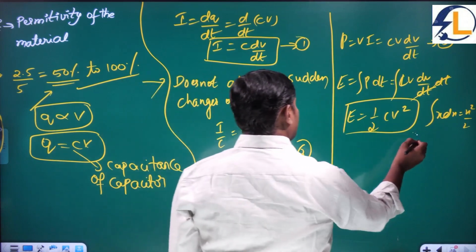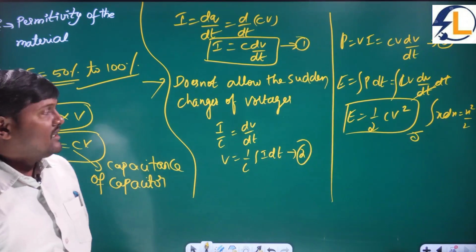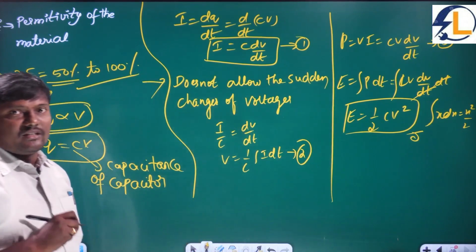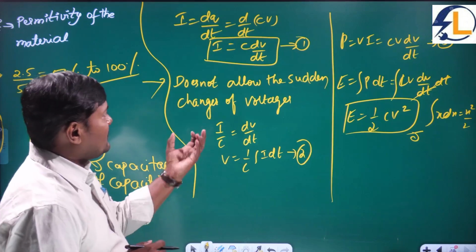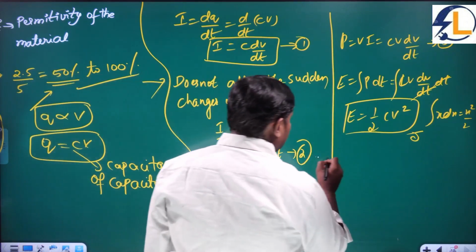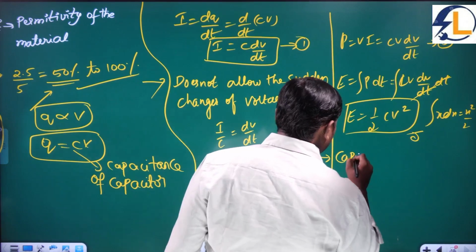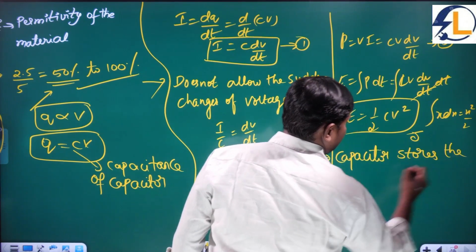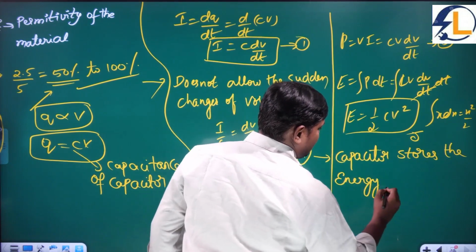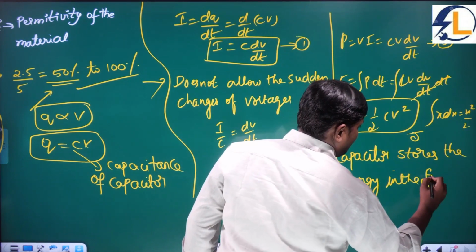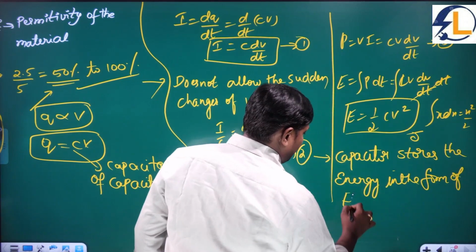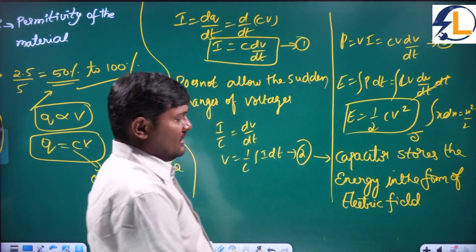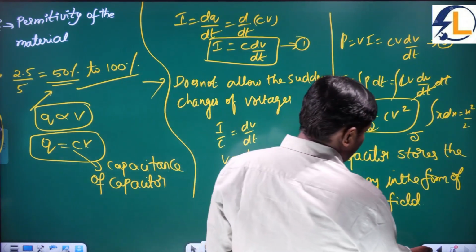Energy stored in an inductor is half Li square. Energy stored in a capacitor is half CV square. So this is a property of a capacitor, and the capacitor stores the energy in the form of an electric field. So this is about the passive elements.